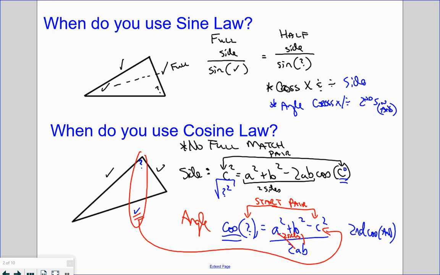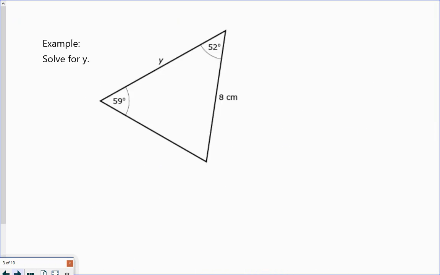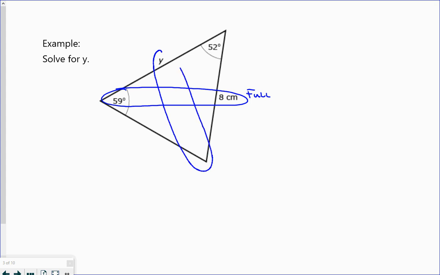Your first step with every single question is to ask yourself if you have any full sets. So the question says solve for y. The first thing you have to ask yourself is, do you have a full set? And you do right here. So you've got a full set. Now you're looking for y, which means this needs to be your half set. Here's the problem though. Right now it's an empty set because you don't have the angle and you don't have the side. However, you do know two corners. So I can find this corner very quickly if I go 180 minus 59 minus 52.